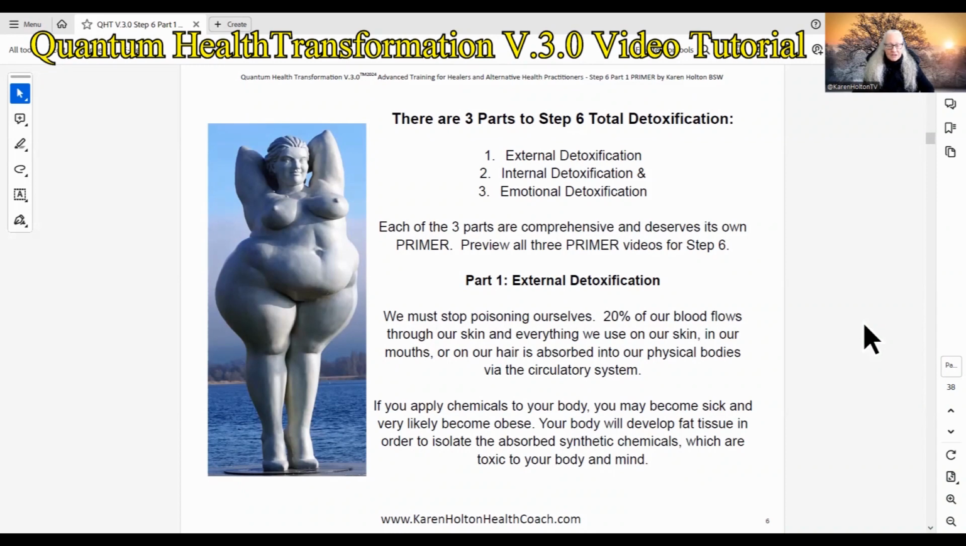Part 1, external detoxification. We must stop poisoning ourselves. 20% of our blood flows through our skin, and everything we use on our skin, in our mouths, or on our hair is absorbed into our physical bodies via the circulatory system. If you apply chemicals to your body, you may become sick and very likely obese. Your body will develop fat tissue in order to isolate the absorbed synthetic chemicals, which are toxic to your body and your mind.